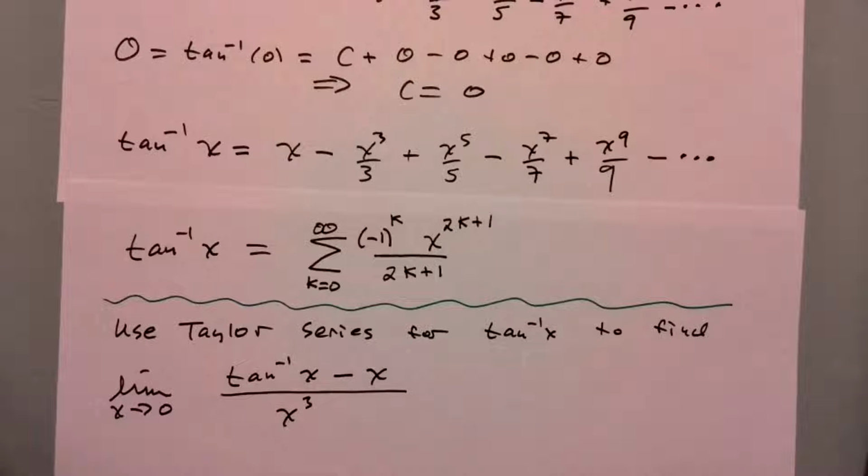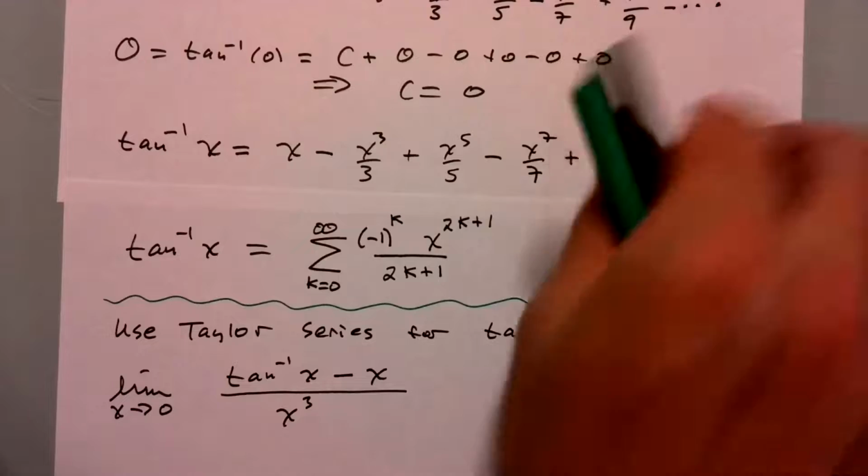Can we get someone to give us an answer on the comment sheet? I hope we can. Thanks, Hal. Hal has negative 1/3. And let's see if that is correct.